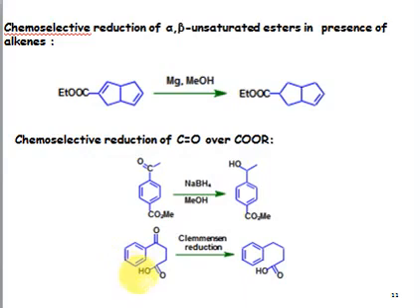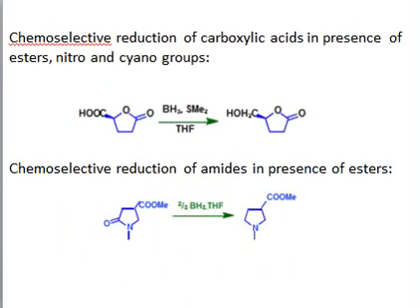Here we have a carboxylic acid group. Since it is acidic, it reacts with alkaline conditions, so it is affected under basic conditions. So we will not use the Wolff-Kishner reduction. Instead we will use the Clemmensen reduction, because Clemmensen reduction makes use of acidic conditions. So this carbonyl will be reduced, while the carboxylic acid group will remain unaffected.